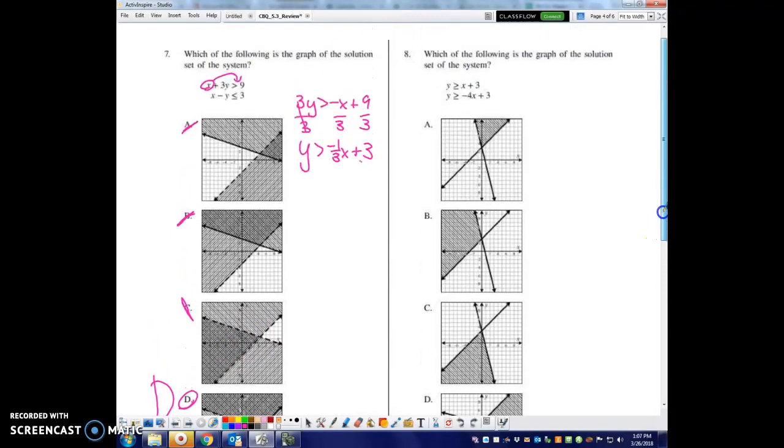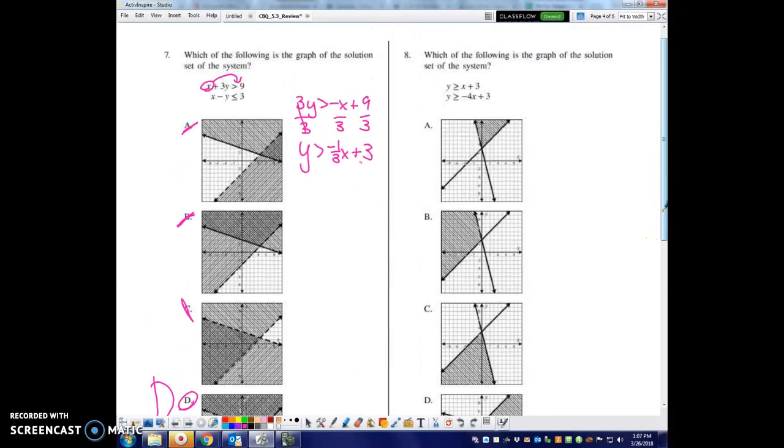Number 8. Which of the following is the graph of the solution set of the system? So we're doing the same thing again. So let's look at our slope. Okay, so we have a slope of x, where it goes through 3, and a slope of negative 4 over 1. Okay, so negative goes down. So we should have one positive, one going down. So let's check that second one. Be sure it goes down 1, 2, 3, 4 over 1.